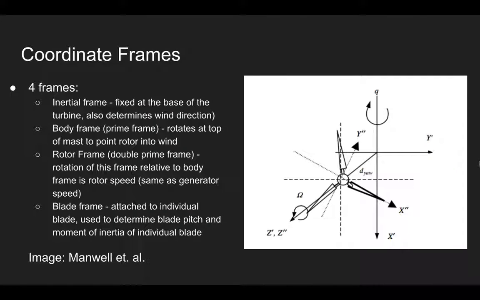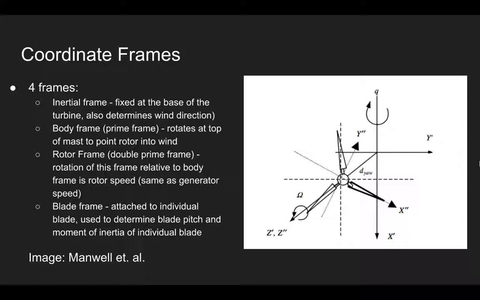There are four frames needed to accurately describe the dynamics of a wind turbine. An inertial frame at the base of the wind turbine's mast is used to determine the wind direction and dynamic forces from the movement of other frames. The body frame, shown here as the prime frame, is attached to the housing containing the generator and thrust bearings. The body frame is rotated into the wind so that the rotor can operate at max efficiency.